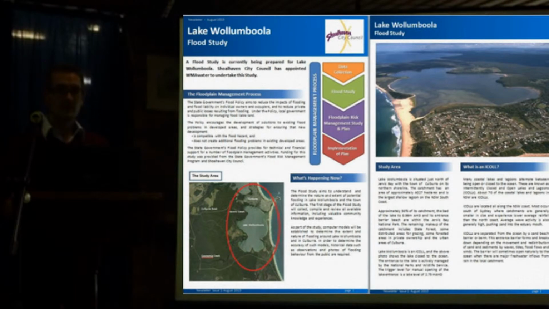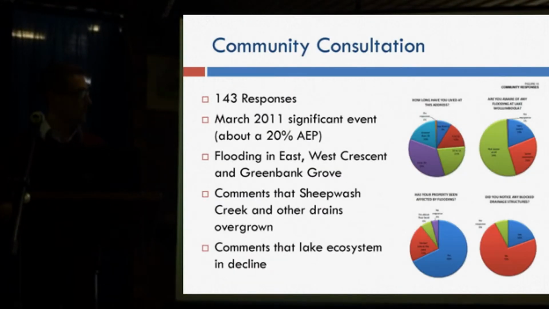We requested information from the community. I'm sure a lot of you replied to this newsletter, and thank you for that. We got a very good response. In summary, 143 responses total. A lot of people identified March 2011. Not only was that associated with a breakout of the lake, but also a very intense storm event in town that caused a lot of stormwater issues for a lot of people. And particularly East West Crescent and Greenbank Grove were places that were identified there.